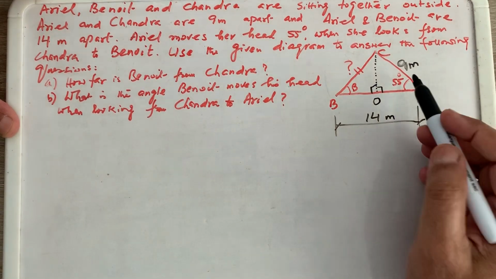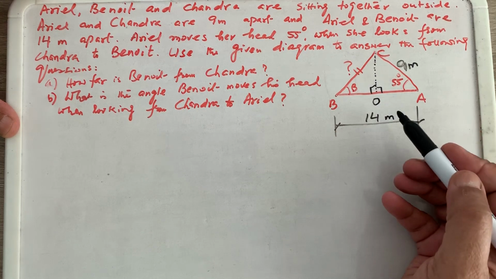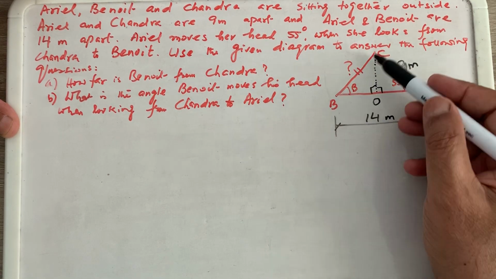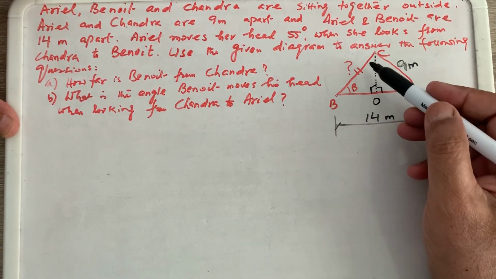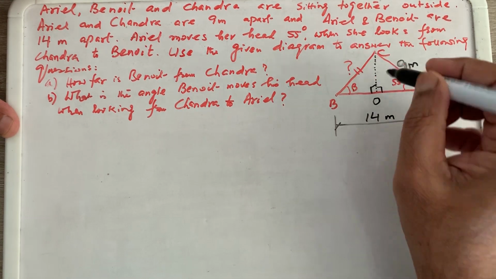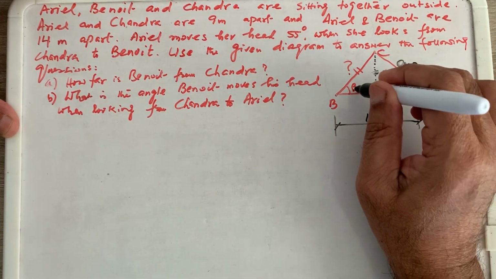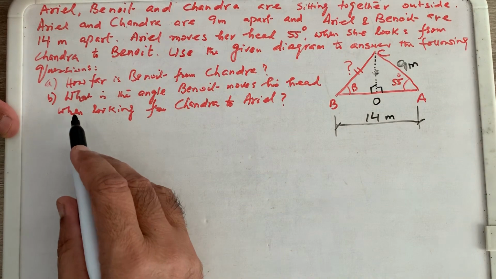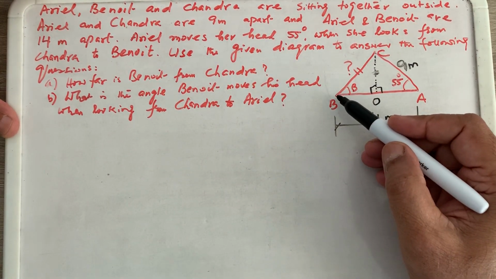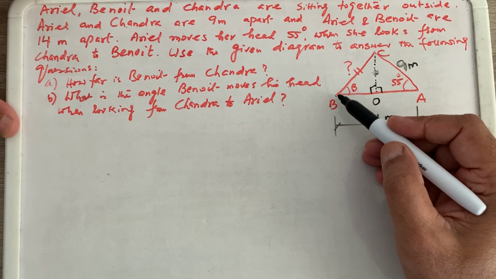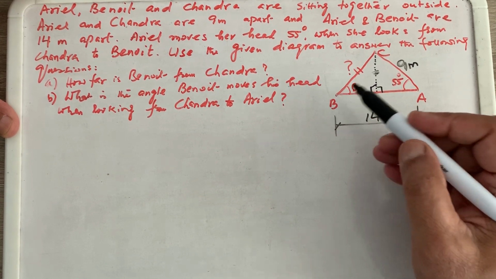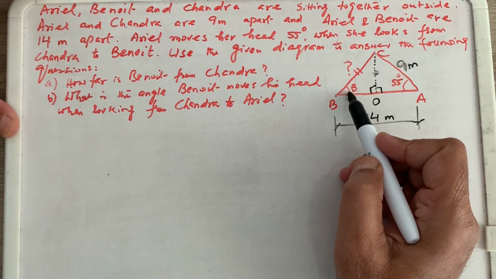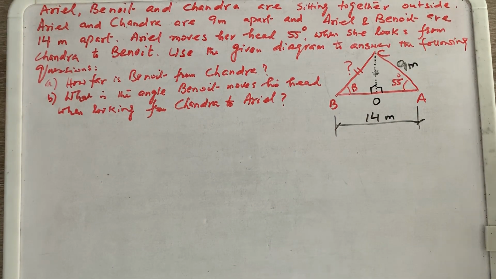So we have a triangle which is given to us with certain data, but we are looking for two questions. How far Benoit is from Chandra, this distance, and this distance we can only calculate if we know this, right? At least this and this B, right? Second, what is the angle Benoit moves his head when looking from Chandra to Ariel. So this angle beta is unknown. So this is the question, and we have the diagram.